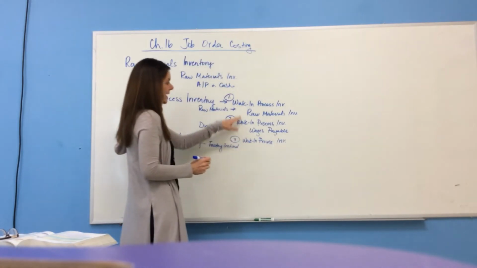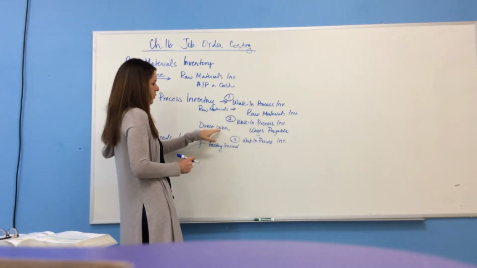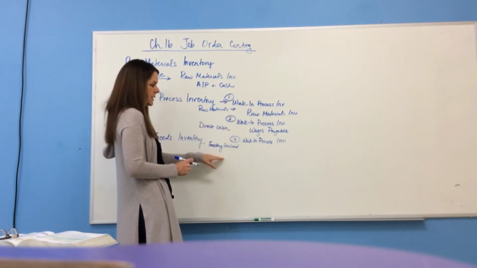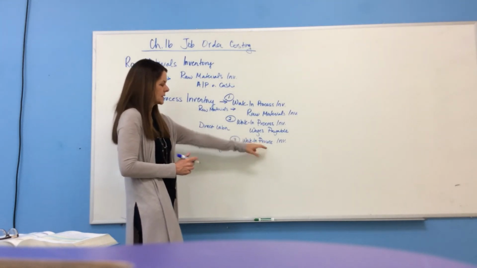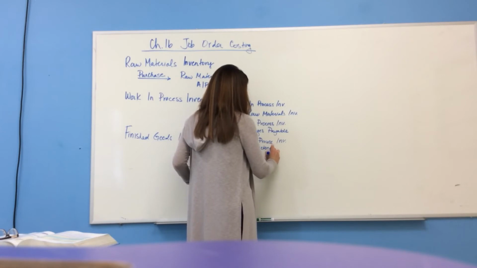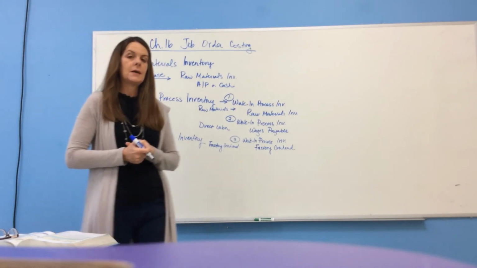Remember, this is the same account, so you're debiting the same account 3 times. One for raw materials, one for direct labor, one for factory overhead. Remember the 3 different product costs. So I'm going to debit work in process inventory, and I'm going to credit factory overhead. Okay? And those are the 3 times you're going to do that.